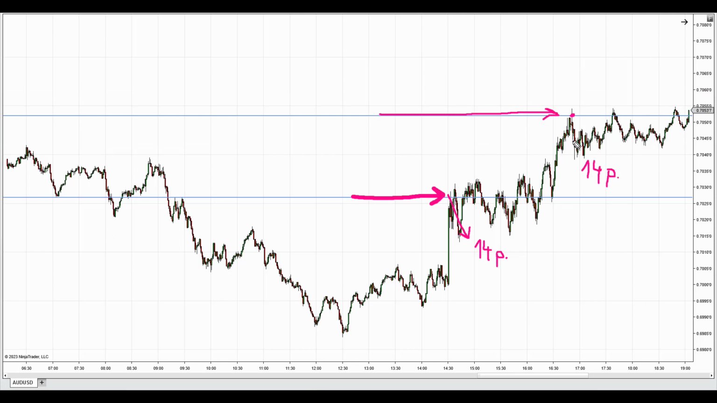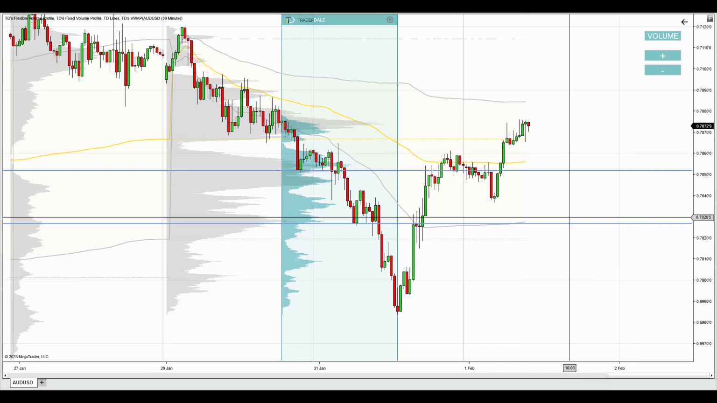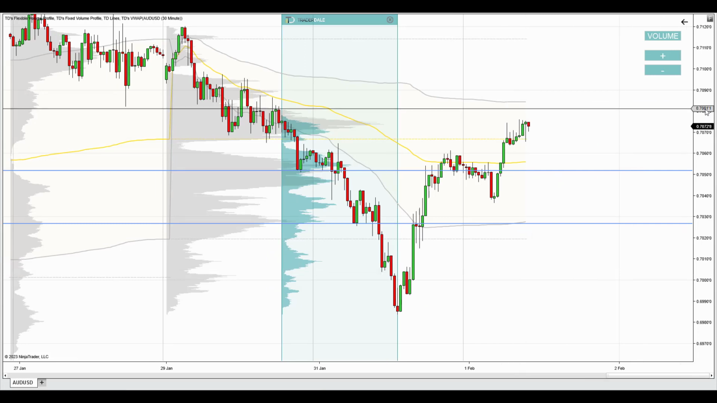So both those two trades were winners, and after the reaction was done I discarded those levels because I only trade in the first tests. Alright, so that's for those two levels we had on the Australian dollar, US dollar.